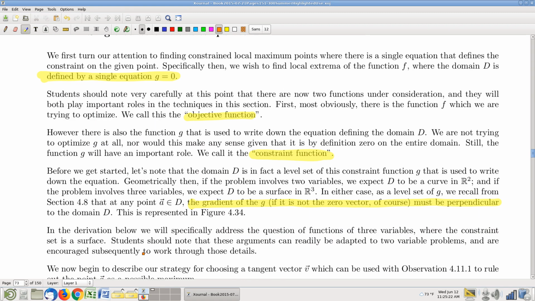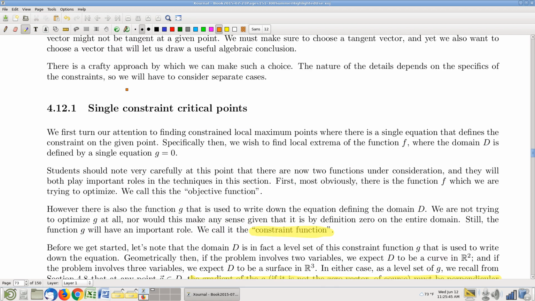So a little bit of semantics. We're going to talk about an objective function. This is the function that you want to maximize. Often we'll call that f, but don't assume that it will be. I mean, who knows? It could be anything. So objective means this is the function we're trying to maximize. On the other hand, our constraint.